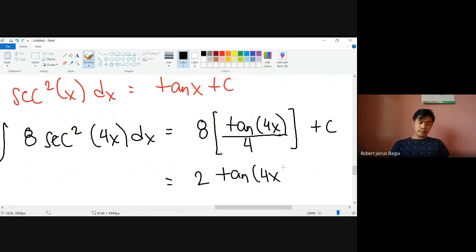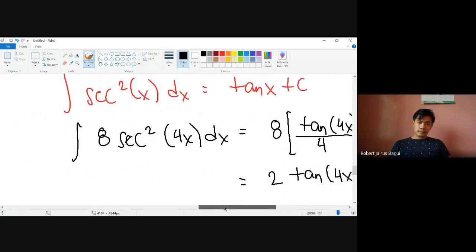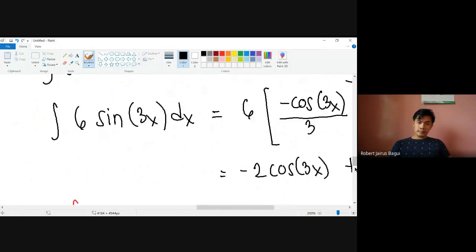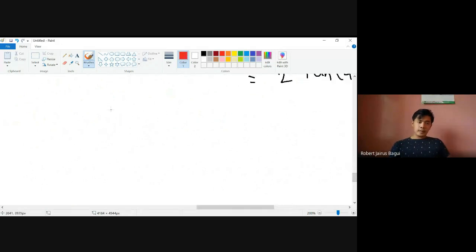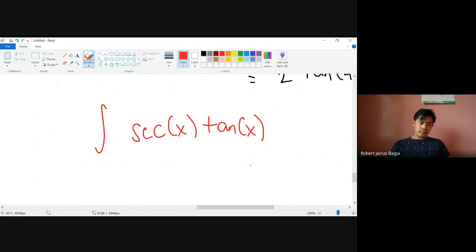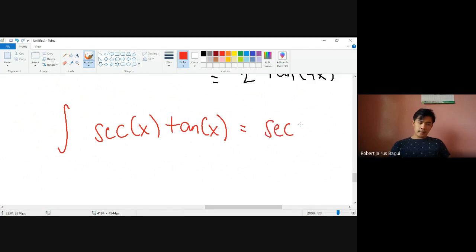Simplifying this, 2 tangent 4x. Yung integral naman ni secant x tangent x would be secant x plus c.